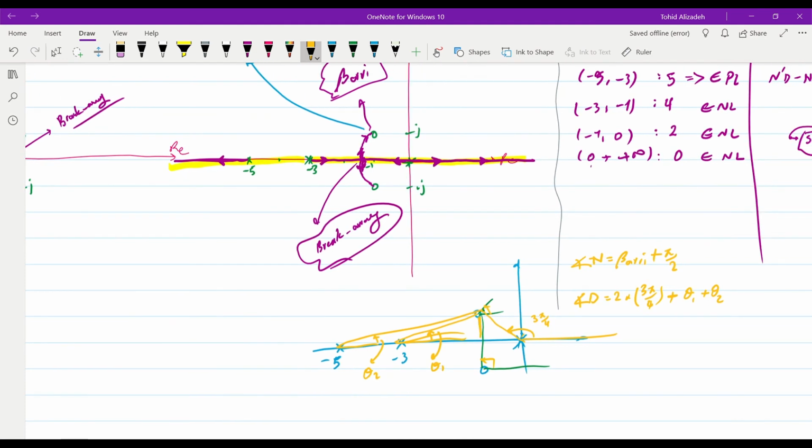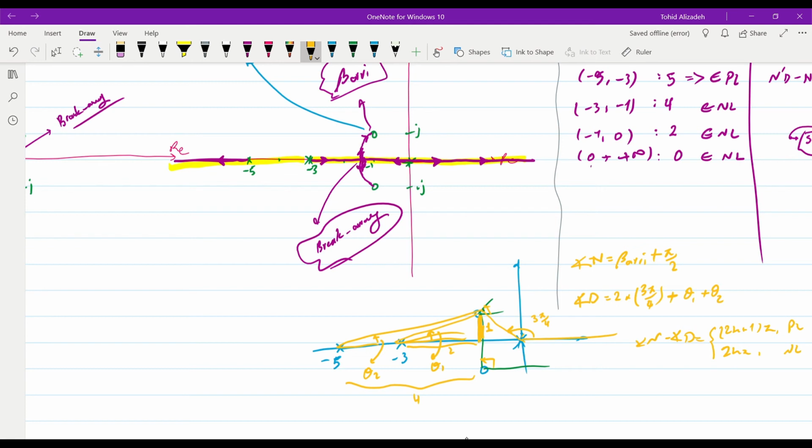As you know, we have 1 here, 2 here, and 4 here. So once you have these values, you just plug them into the angle condition. Phase of n minus phase of d will be equal to 2h plus 1 times pi for the positive locus and 2h pi for the negative locus.